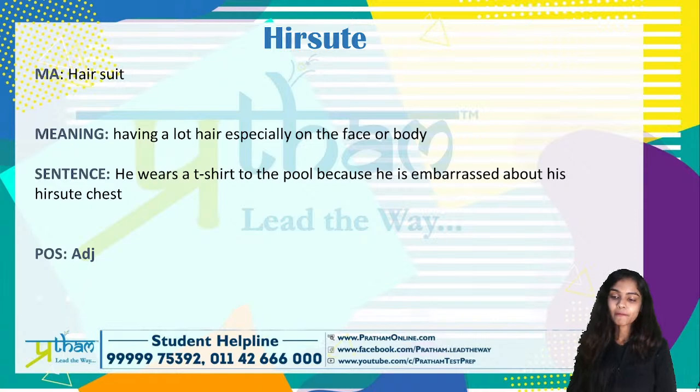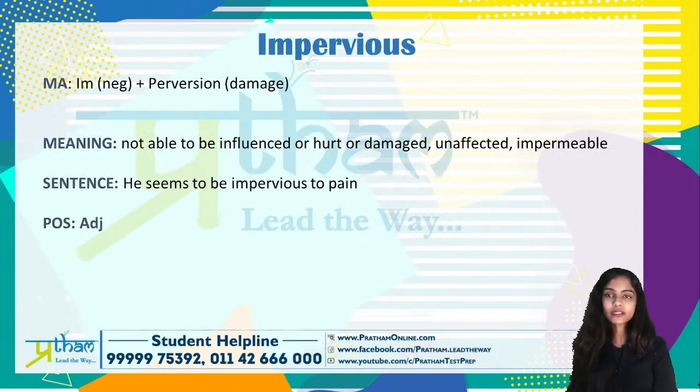The meaning that because he has a lot of hair on his chest, he generally wears a t-shirt to the pool. So it's an adjective because यहाँ पे chest को describe कर रहे थे. Or if you're describing the face and saying that the person has hirsute face, that means he has a lot of beard and everything, or has a lot of hair on his face. Again, an adjective still. So this was our fourth word, heading to the last word for the day, which is impervious.